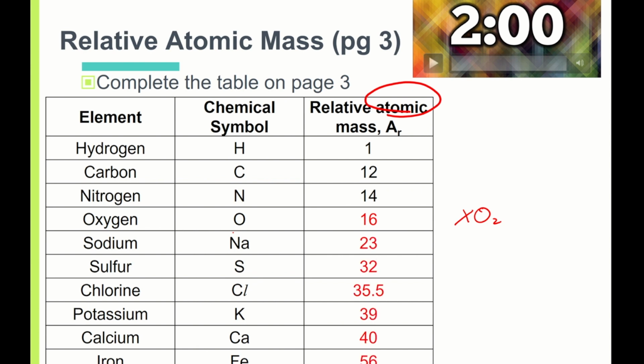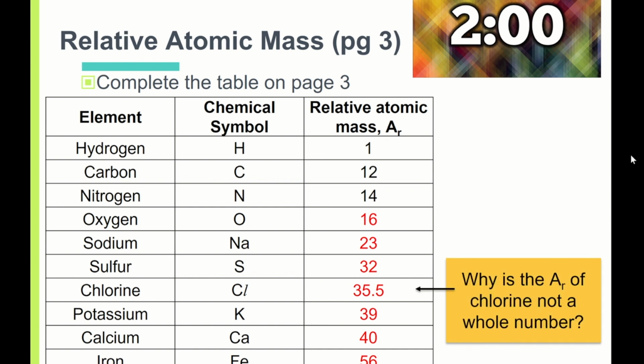Moving on. Here we see an odd number, which is chlorine. Chlorine is 35.5. And the question is, why is chlorine 35.5? Why is it that the AR is not a whole number? Recall the definition of relative atomic mass that we mentioned earlier. I'm going to show you a short video to help you recall.